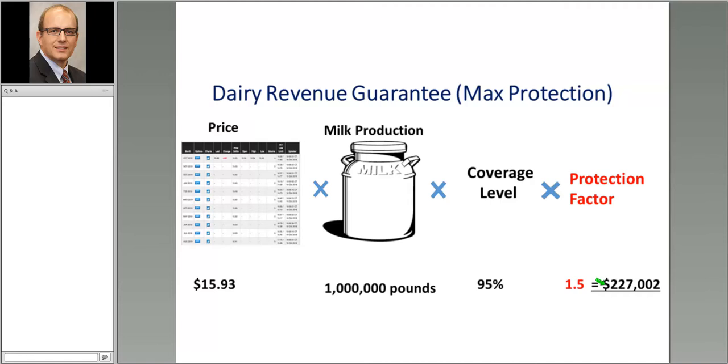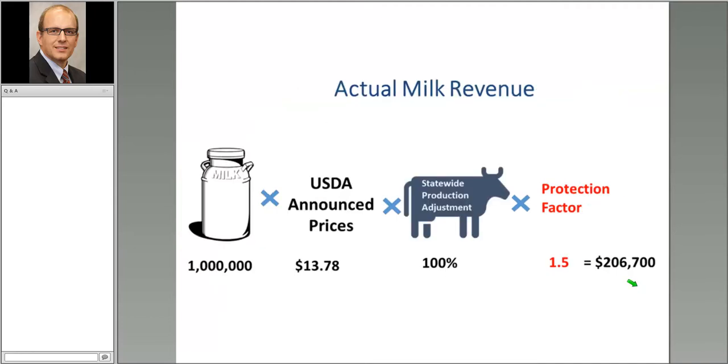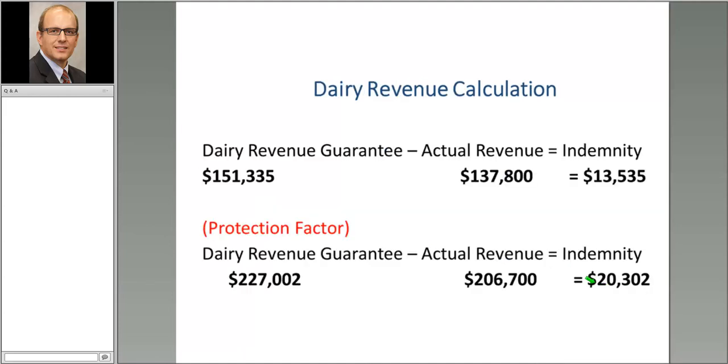$1,593, 1,000,000 pounds of production, 95% coverage level. I'm now going to multiply that protection by the protection factor of 1.5. That increases my guarantee, my revenue guarantee, to $227,000. So I increase that guarantee, but also remember that increases my premium. My actual milk revenue, I still include that protection factor, so I'm at $206,700. Now I can see those differences.